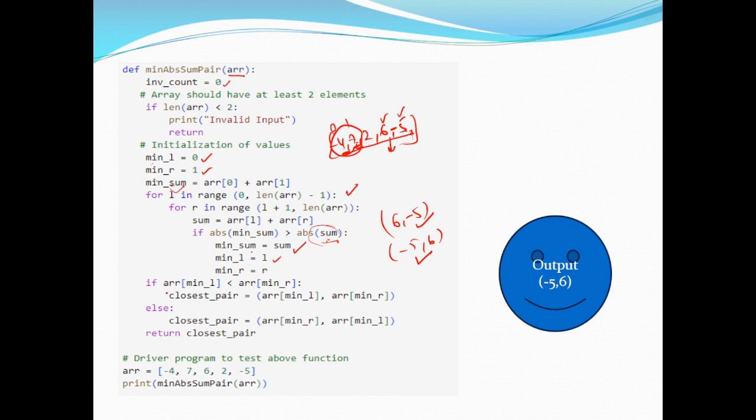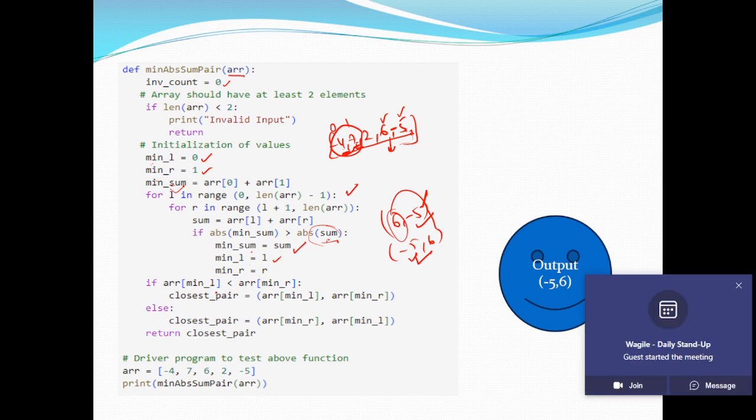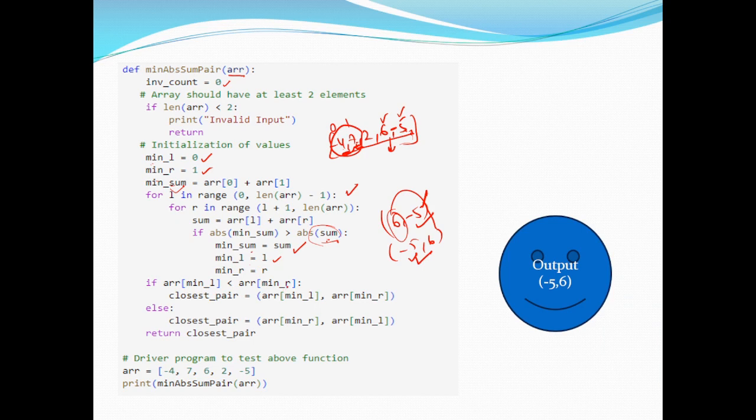So what we will do is we will check if it is less, then it will be printed first. That's why we are just checking array of minimum L is less than array of minimum R. Okay, and if it is less, then closest pair will be minimum L comma minimum R. We will be getting the tuple. Otherwise we will get closest pair as minimum of R, minimum of L, and then in the end we will return the closest pair.